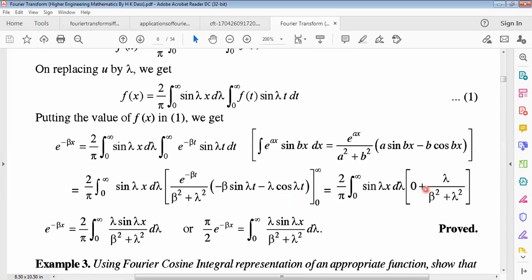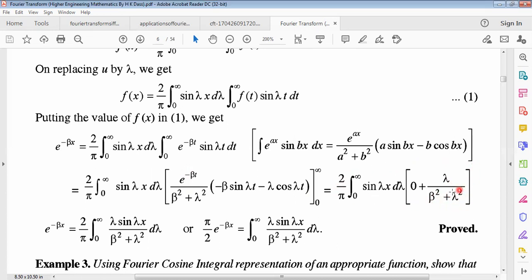Then minus the lower limit, that means t equals 0. If t equals 0, the sine term vanishes and cos 0 is 1. So minus minus becomes plus, and this lambda is multiplied with e to the power 0, which is 1, divided by beta square plus lambda square. So after putting t equals 0, we get lambda divided by beta square plus lambda square.